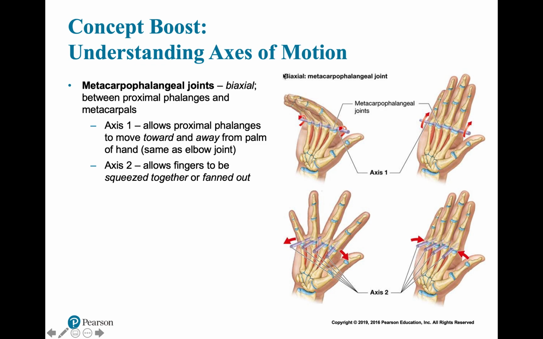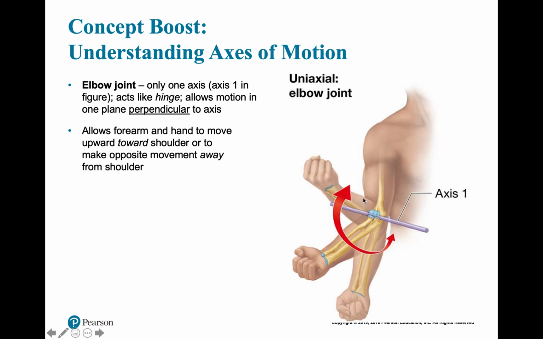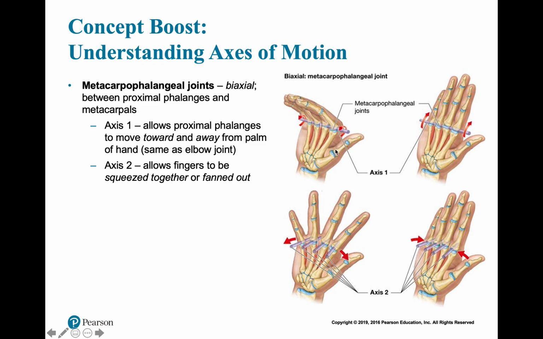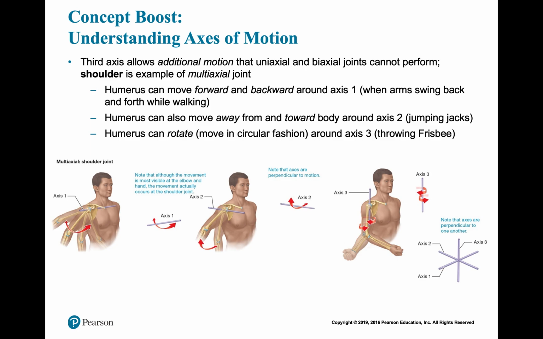We have two axes, and we get a larger range of motion than what we saw with a uniaxial hinge joint, which is just flexion, extension, flexion, extension. So the more axes we add, the more movements we can get out of that joint. And then here, this is showing you a multi-axial joint. An example of a multi-axial joint would be your glenohumeral joint. So glenohumeral, between the glenoid cavity of the scapula and the head of the humerus, okay? Your shoulder joint, that's an example of a multi-axial joint.